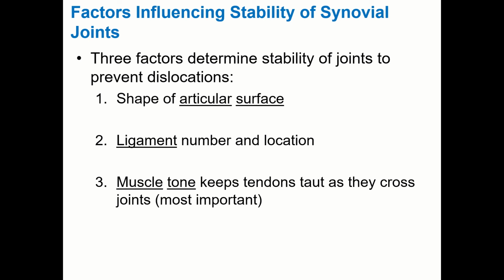And then the last one is muscle tone. As muscles get stronger, their tone increases. You also thicken the tendons. Because of both of those things, stronger muscles make for more stable joints.